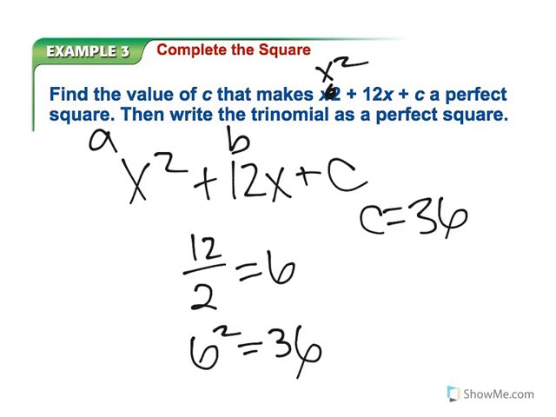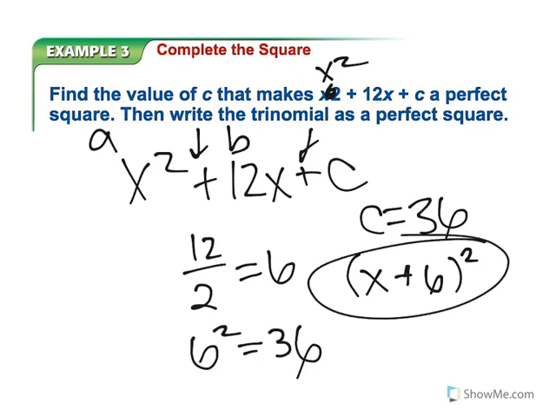Now, to actually write the trinomial as a perfect square, we're going to put our x. We know that our value needs to be 6, and we're squaring it, and then we actually need to look at our signs. We said that we have both positive signs, so that means this needs to be a positive. And that's how you write the trinomial as a perfect square.